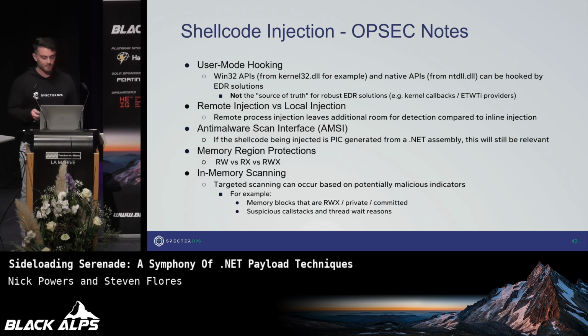As well as in-memory scanning. Depending on how you go about your injection, you could potentially trigger in-memory scanning of your process. A couple examples would be suspicious call stacks, like remote process injection, which is not seen very often, or not taking into consideration the memory protections associated with your allocations.